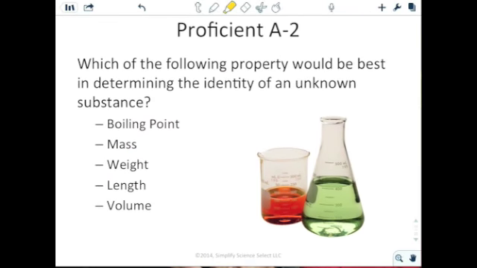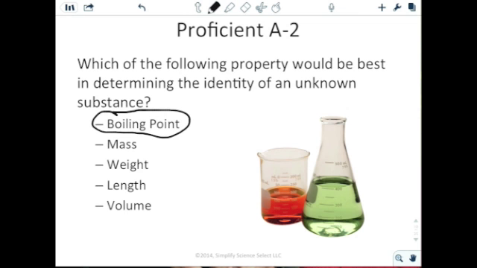Moving on to our next example, it says, which of the following properties would be best in determining the identity of an unknown substance? When we're looking at these, you've got to think of, if we have a little bit of it, how can we tell the difference? Boiling point would be very good. It's going to be an intensive property. It doesn't change for how much you have, but it is unique, and it is specific to a specific substance. So if we have 1 gram of water or 1,000 milliliters of water, it's still going to have the same boiling point. And boiling point's a really good thing to help us determine what something is.